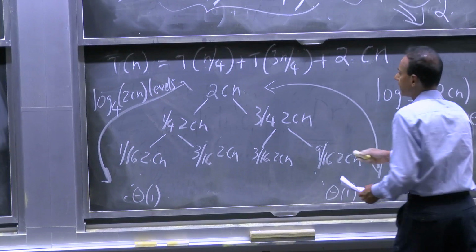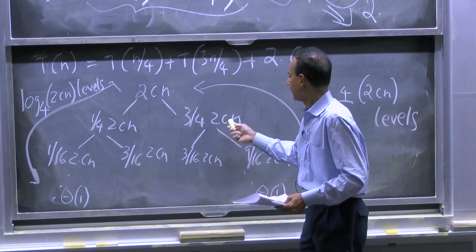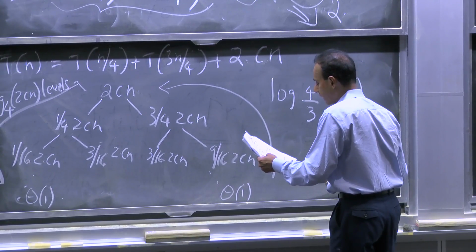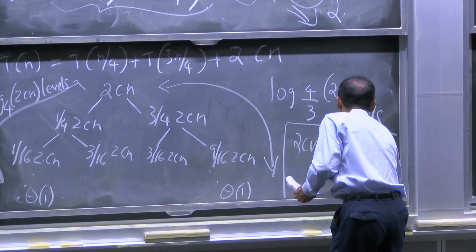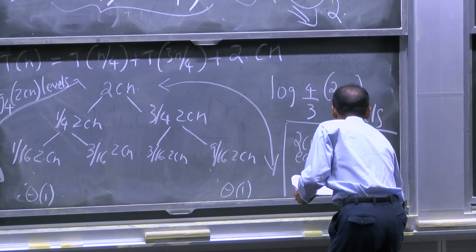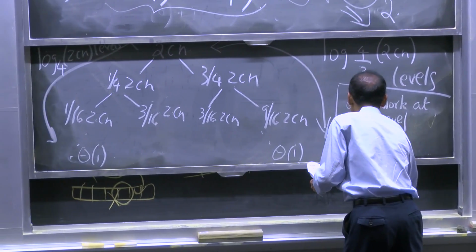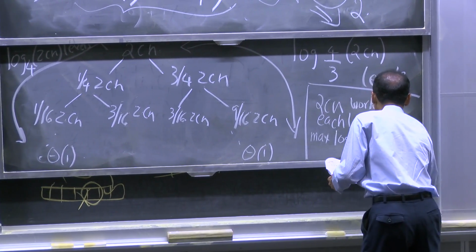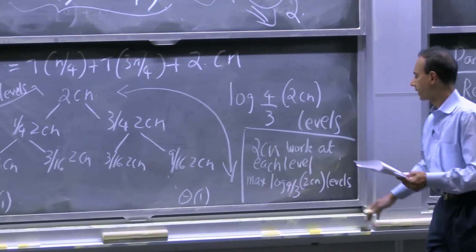And basically what you can see, if you just add it up, is 1 over 4 plus 3 over 4 is 1, 1 over 16, 3 over 16, and so on. Obviously those all end up being 1. So you have 2Cn work at each level. And if you just go ahead and be pessimistic about it, there's a maximum of log base 4 over 3 of n levels. And that's pretty much it.